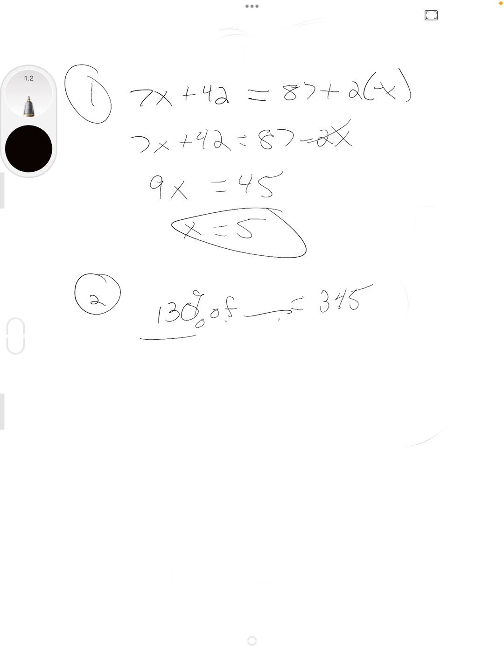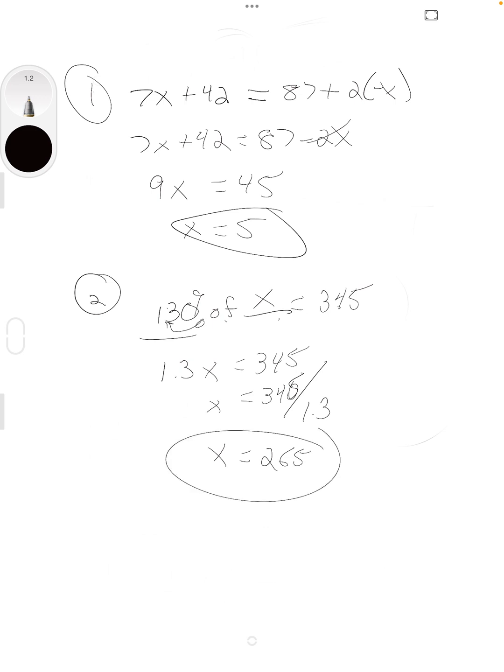So now doing it in math, I'm going to make that x. We're going to change percent to 1.3. That's 130. Again, remember, move the decimal 2 to the right. Times x equals 345. X is equal to 345 divided by 1.3. We take our calculator out, and we just do that. 345 divided by 1.3, and I get the number is 265. Okay, and so that's the original number.